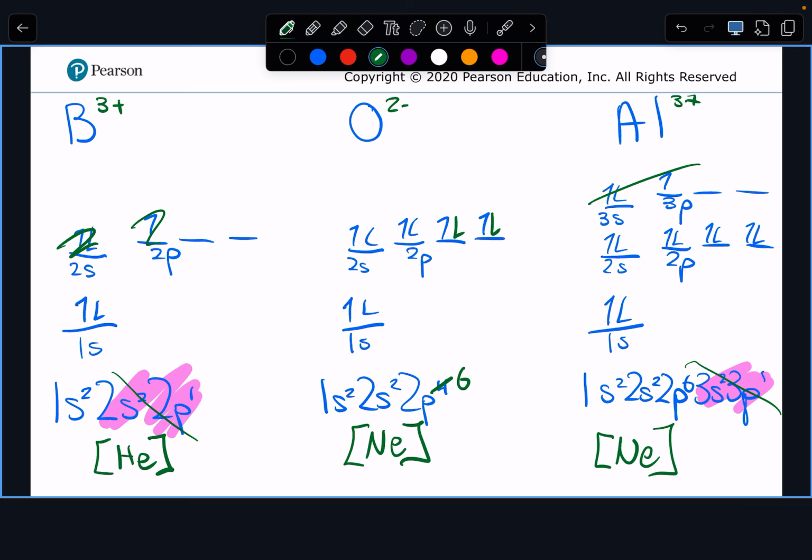And if we get this back to size, this can be an interesting comparison. You could have a question that said, which one's larger, O2- or Al3+? So we go through our 3 things. Valence shell: they both are in the 2s and 2p, so that can't be helpful. Number of protons: aluminum's got 13 protons and oxygen has 8. So there's our answer. Aluminum is going to be much smaller because those 13 protons are going to pull those 1s, 2s, and 2p electrons in much tighter than oxygen would.